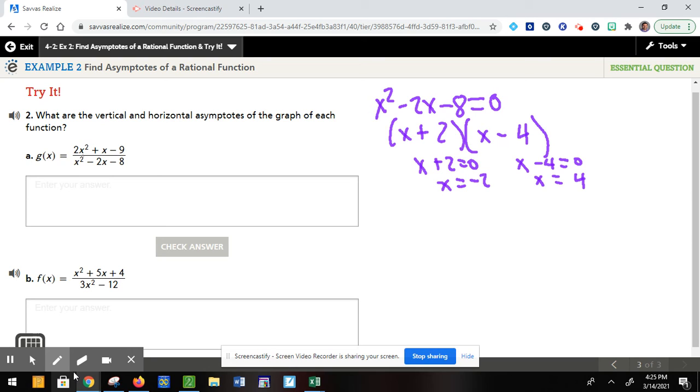Then you have vertical asymptotes at -2 and 4. The horizontal asymptote, again, we're looking at the degrees of numerator and denominator. Since they're equal, we find the ratio of the leading coefficients, and in this case, the ratio of the leading coefficients is 2. So then the horizontal asymptote would be at y equals 2. So these would be your three asymptotes for that function in part A. I'm going to pause it, you try B, and then when you unpause it, we can compare answers.